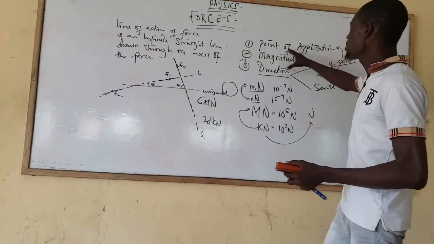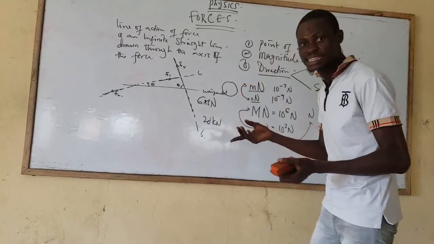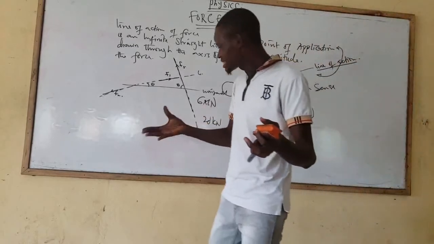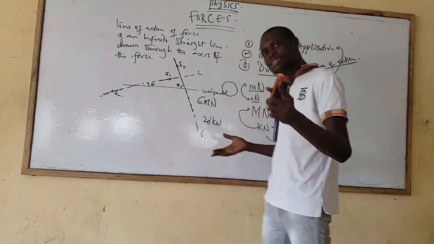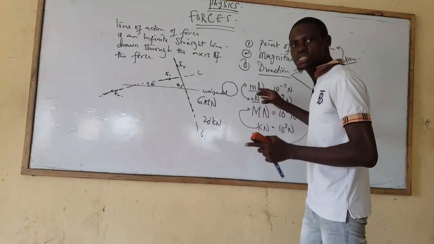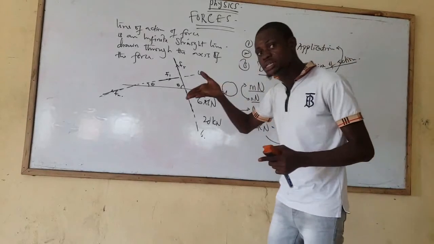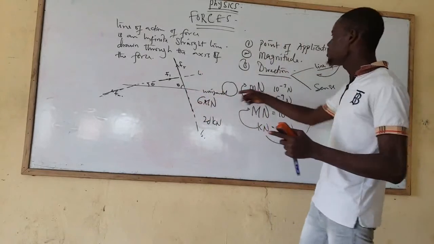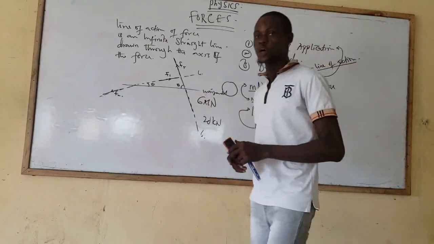So forces are classified using these three things. That means the point of application, where it is acting, and the second thing is the magnitude, which is the size of the vector. And I said the size of the vector depends on the unit, either a multiple unit, a sub-multiple unit, or a normal unit, which determines the magnitude of the force.